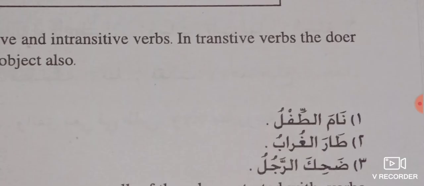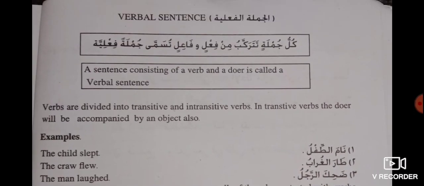So it is a transitive verb. Nama tiflu, tara al-ghurabu, lahika ar-rajulu. These all are transitive verbs. Nama, tara, lahika, these are the verbs. These all are transitive verbs because there is no object with these verbs.